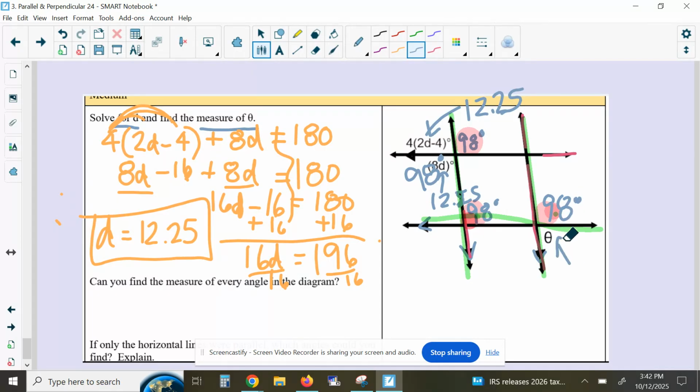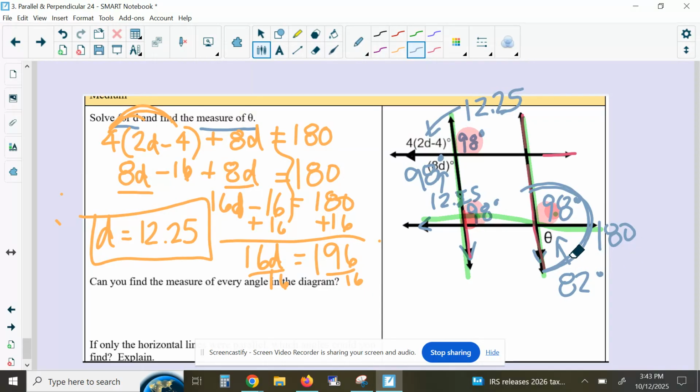And I can get this theta that I need because this is a half a circle, right? And so half a circle has to be 180. So I could just do 180 minus 98, and that gives me 82 degrees right here.